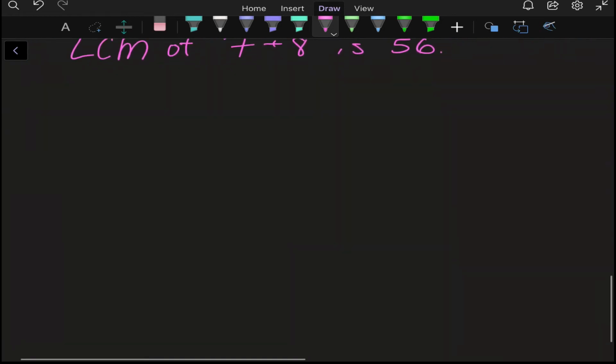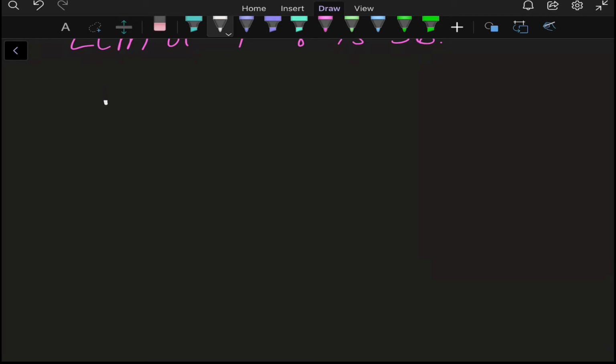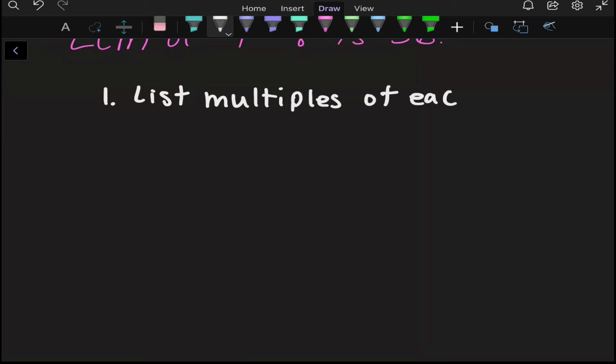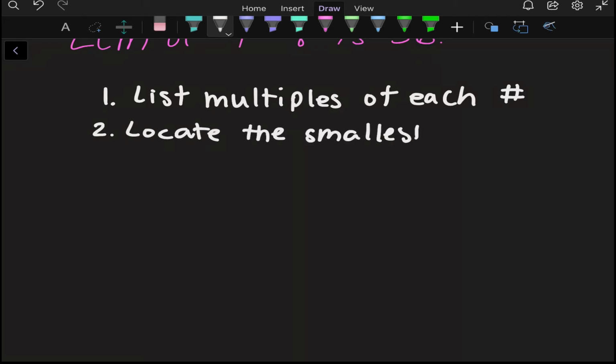So your 3 steps, if we go over that. 1, list the multiples of each number. And then 2, locate the smallest common multiple.